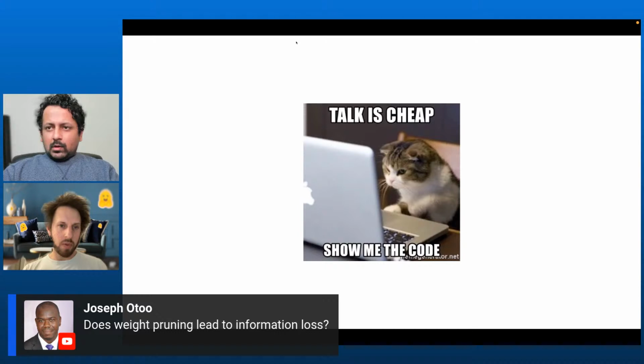Okay, one question is about information loss. Does weight pruning lead to information loss? Yes, it does. You will lose information about the task, so you will see a drop in performance in whatever metric, like accuracy. But the amount of drop depends on how much you prune. And in some cases, you can prune almost all the weights, which is quite remarkable.